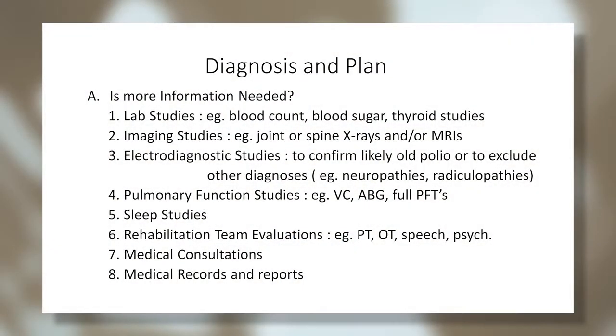So the first thing I would mention relative to diagnosis and planning is you have to be honest with yourself. Do you still need more information? And not infrequently, you do, depending on perhaps how many other physicians or hospitals and people that the patient may have seen earlier. One issue is lab studies. Do you really need to do a blood count, to do a thyroid study, check their blood sugar to be sure that there are not comorbidities that easily can be explaining the symptoms and the findings of the patient you're seeing?